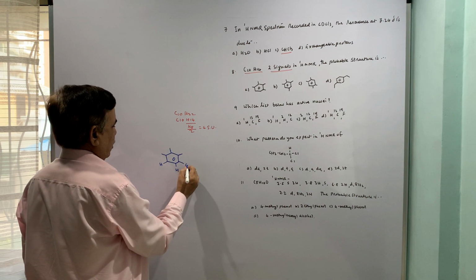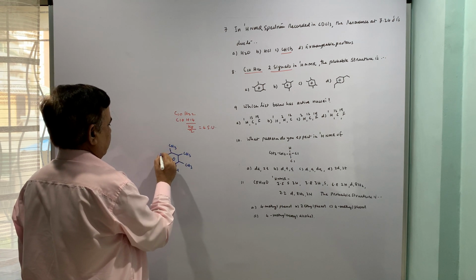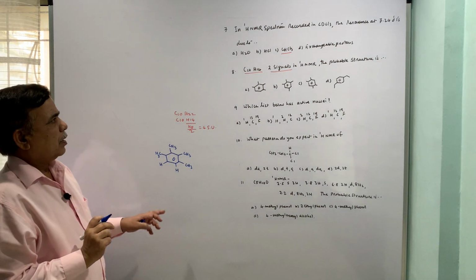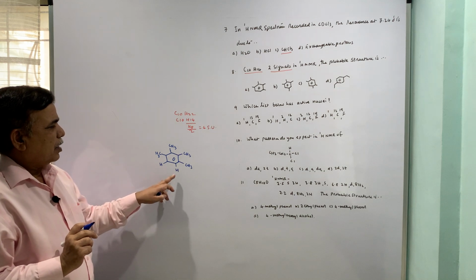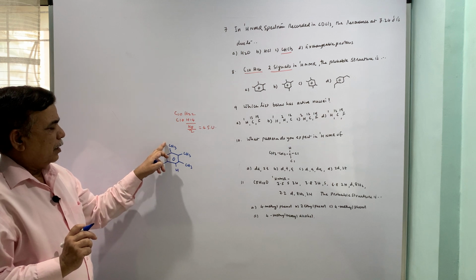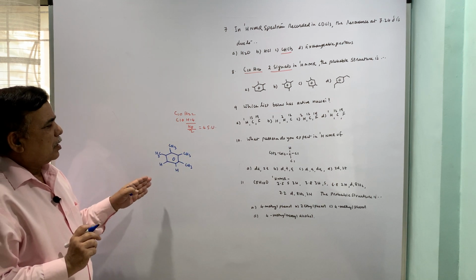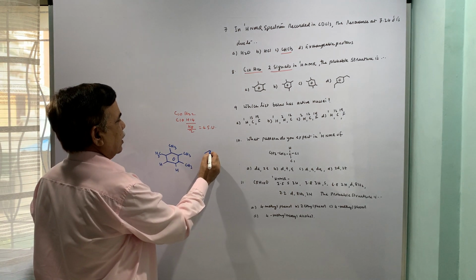Let me put the things in detail. These 2 hydrogens are equivalent. These 2 methyls are equivalent. These 2 are equivalent. So this is going to give you 3 signals.